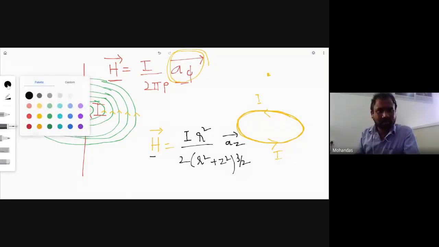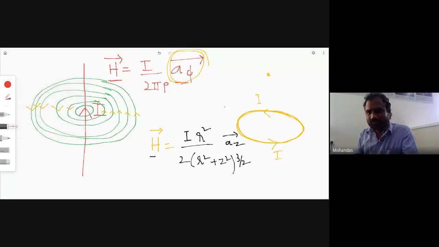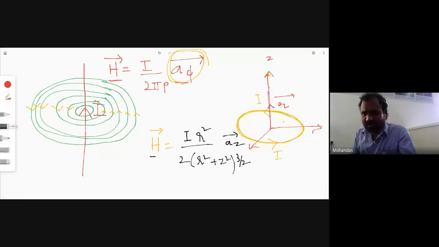Let me explain clearly what about this AZ here. This is our regular coordinate system, x-axis, y-axis, and z-axis. This is Z. What is the direction of the AZ here? It is in the direction of the Z-axis, AZ. Then this is the direction of the magnetic field intensity. In this case, it is in the upward direction.